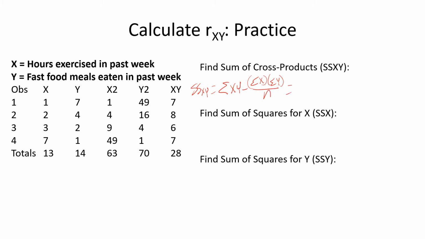So what do we get here? Well, I already did all the math over here, so let's just plug in values. We've got our totals, which are our sums. We're looking for the sum of XY. Sum of XY is 28. So we've got 28 minus our sum of X, which is 13, our sum of Y here is 14, and our N equals 4.